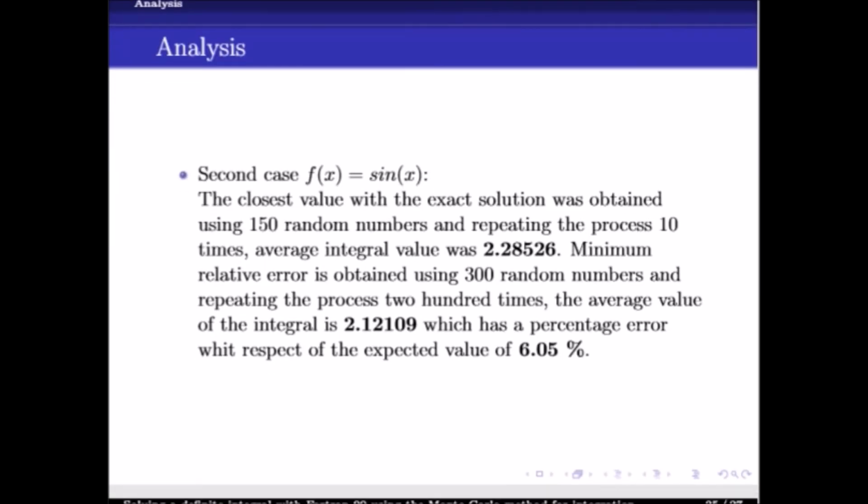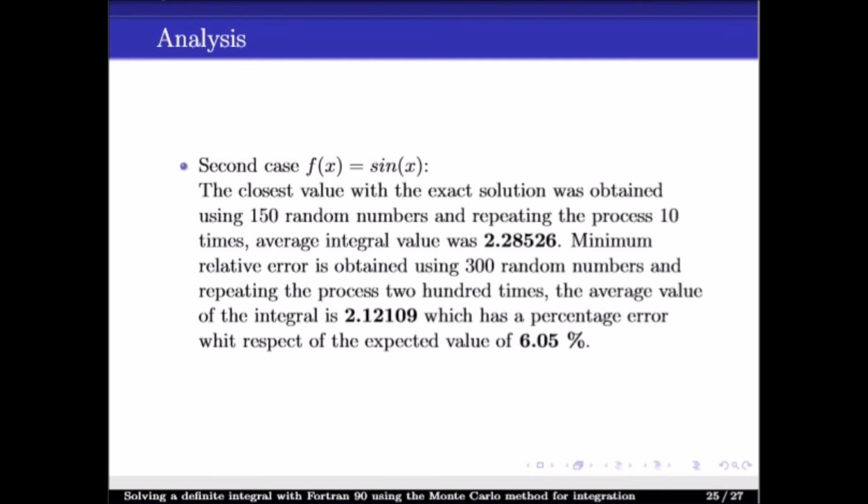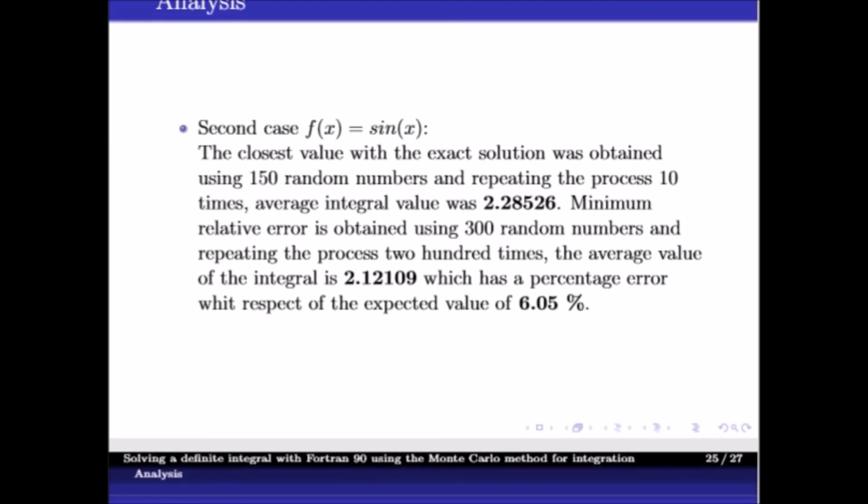In the second case, we did exactly the same, except that the closest value was presented with fewer random numbers, and then after doing the error analysis, we found that the best result is obtained using 300 random numbers and repeating the process 200 times. With this, the percentage error was 6.05%. This value is still really far away from our expected value in contrast with the other one.